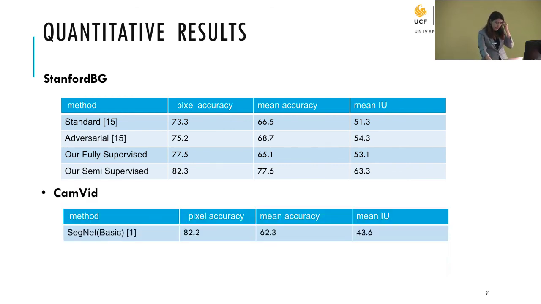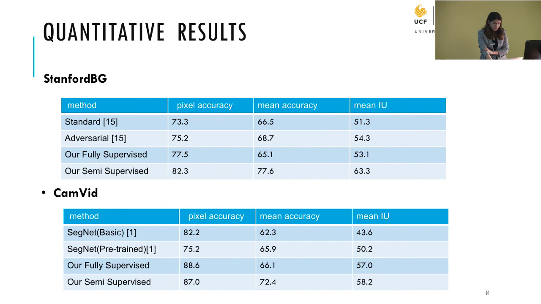And this is the result for CamVid. CamVid is a good fit here because it's a long video, and only 700 of the frames are labeled. So we can get good accuracy, especially in mean accuracy results.